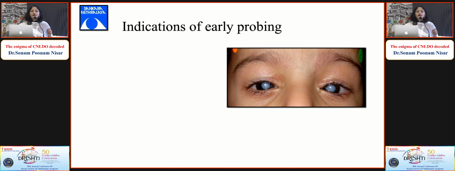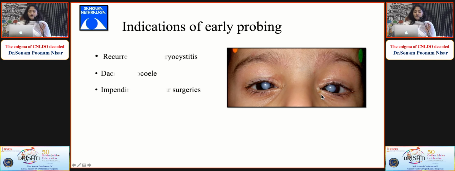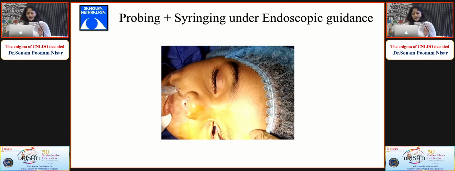Now, what do you see here in this picture? You see a nice congenital cataract here. You also see there is matting of lashes, there is discharge. So a few indications of early probing and syringing are recurrent acute dacryocystitis, a dacryocystocele, any impending intraocular surgeries, ROP surgeries, retina surgeries, or cataract surgeries.